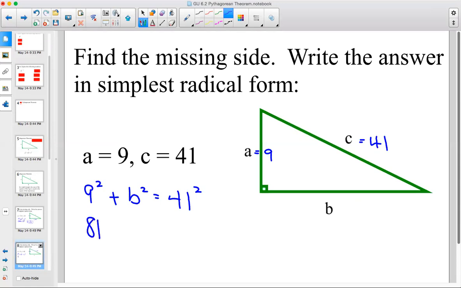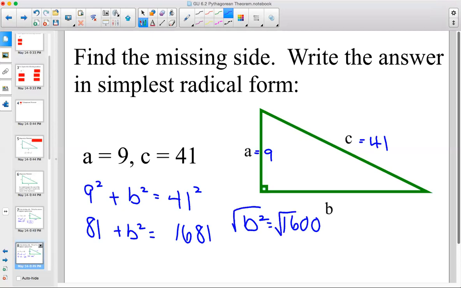9 squared is 81. 41 squared is a really big number. It's 1681. When I subtract, because I want to get B squared by itself, I can't solve this until I have B squared by itself. When I subtract 81 from both sides, I'll get B squared equals 1600. And this is another perfect square. B equals 40.